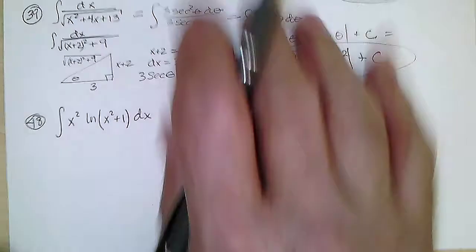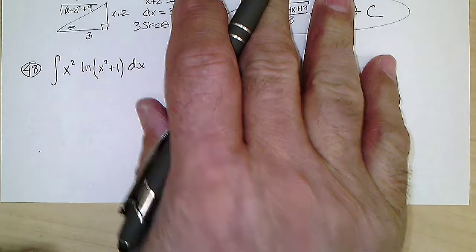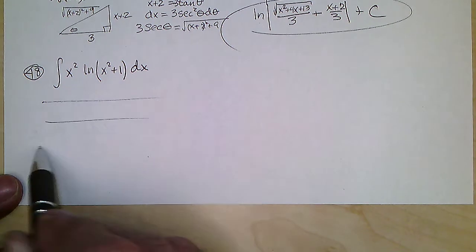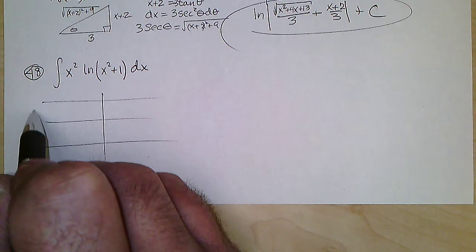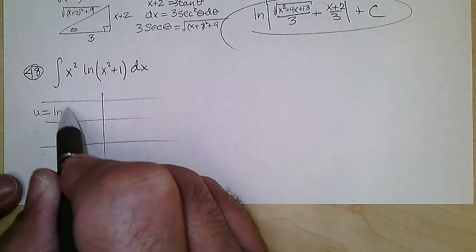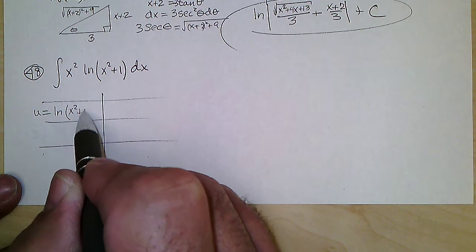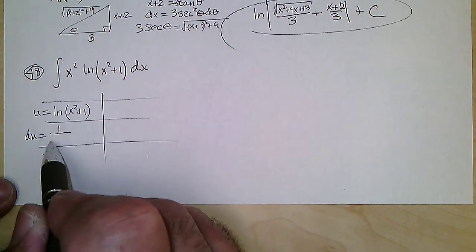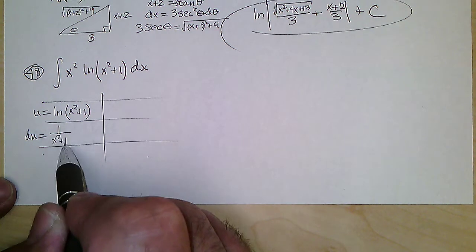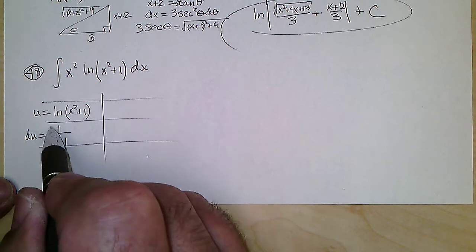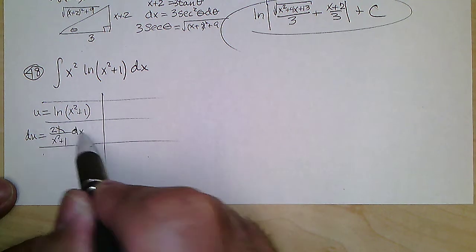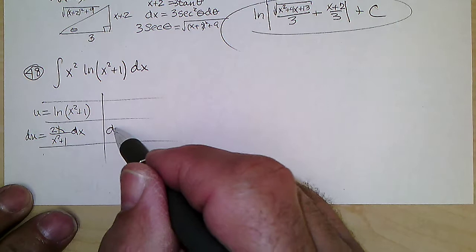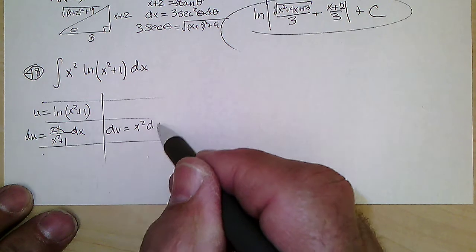And finally, this one. And they even suggest starting with integration by parts. Because we've got an ln in here, we don't like that. So that's what we usually let u equal when we have an ln. u is ln of x squared plus 1. So du would be, the derivative of ln is 1 over whatever the ln is of, times the derivative of the inside, which is times 2x dx. dv would be the x squared dx.